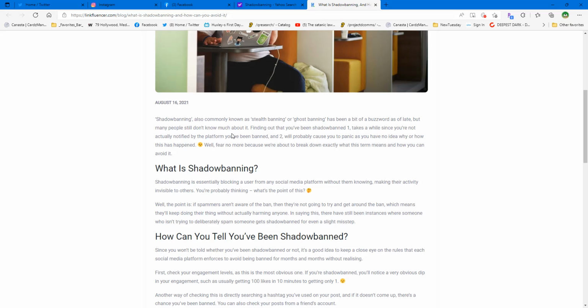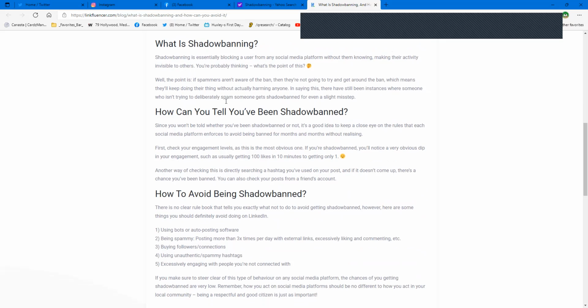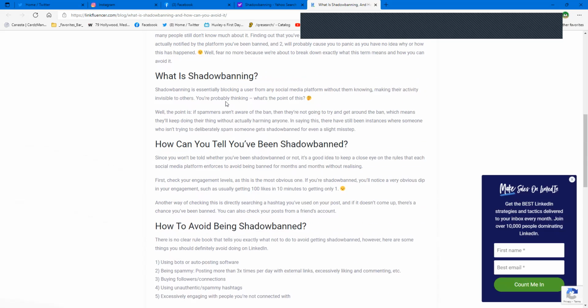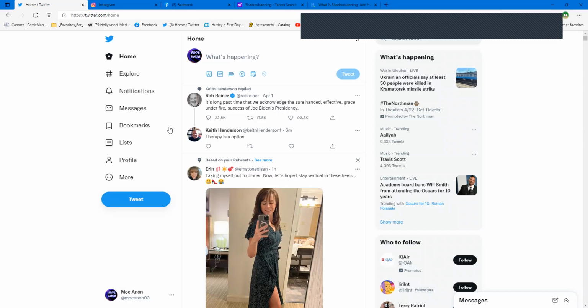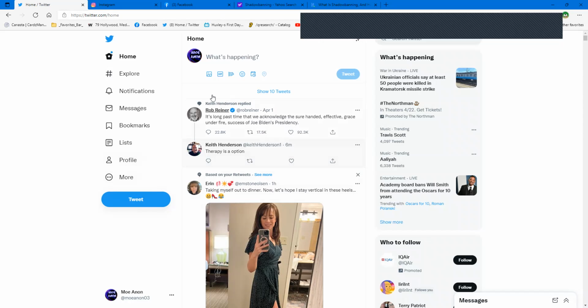Now, you'll notice you'll be shadow banned because when you open a new account, you'll have a lot of interactions with people. They tell you it's to avoid bots and things like that, but you'll have a lot of interactions with other people, a lot of retweets.